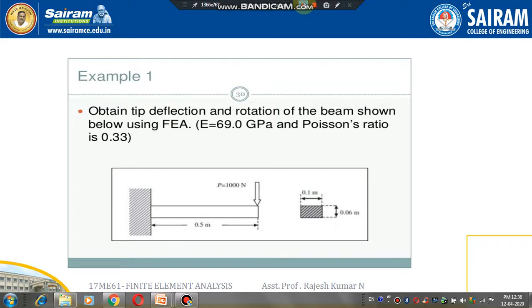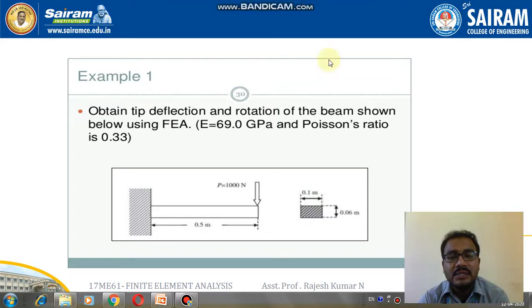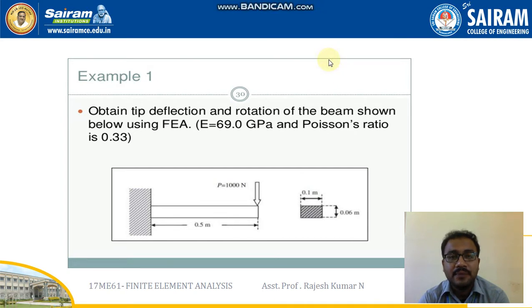Hello everyone. In this video, we will be discussing beam numericals. So, just have a look at the given question. Obtain tip deflection and rotation of the beam shown below using finite element analysis. Young's modulus, that is modulus of elasticity, is given as 69 gigapascal and Poisson's ratio is 0.33. So we'll just have a look at the given problem.